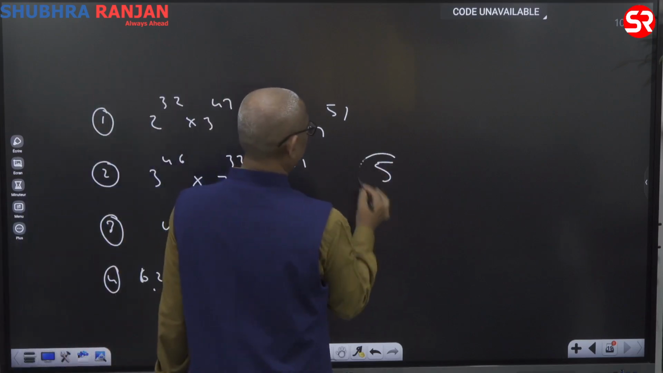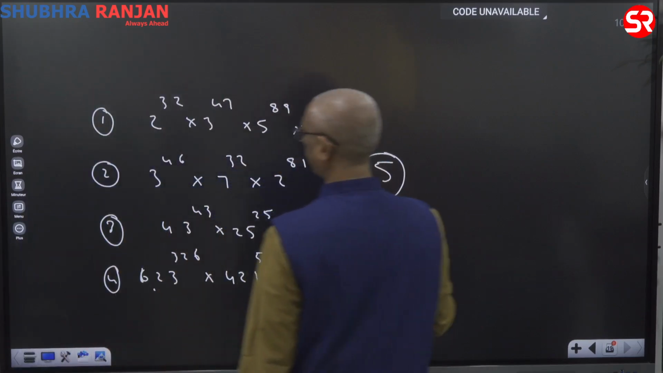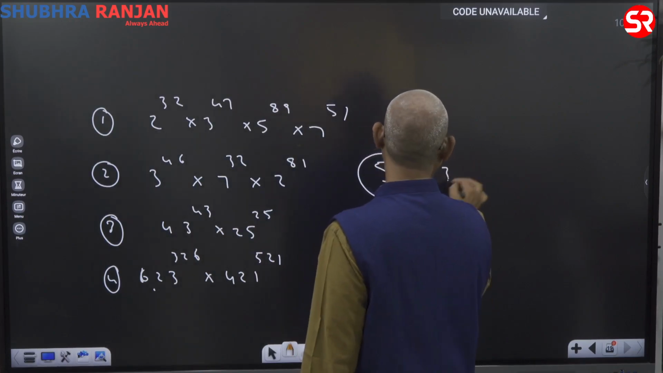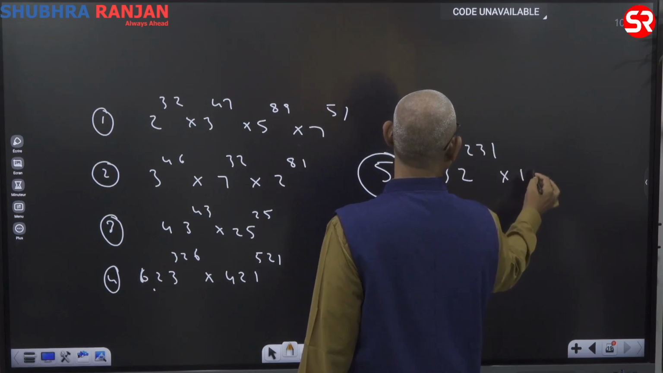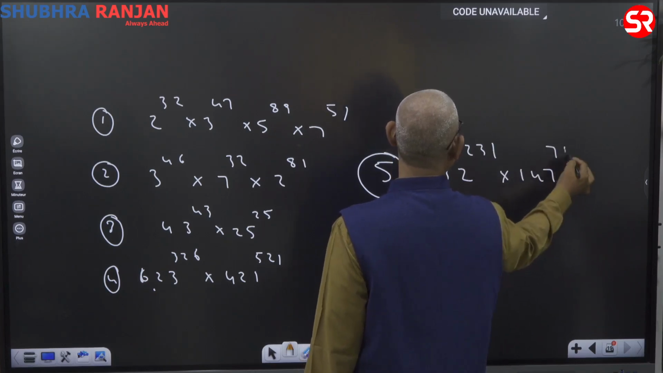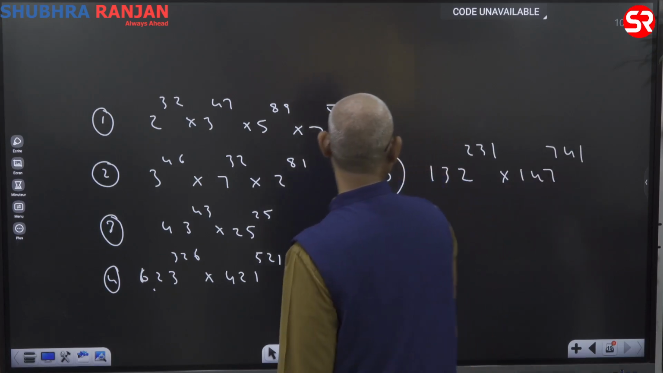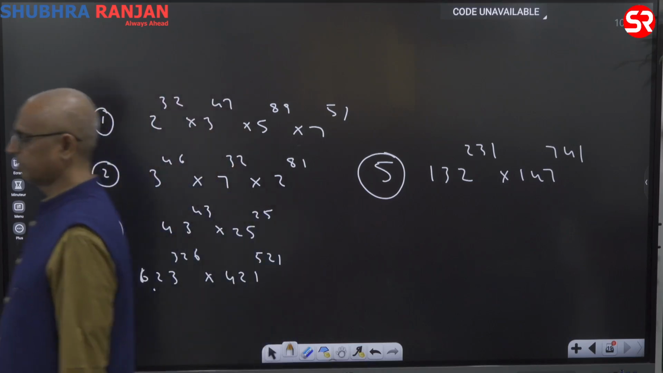Fifth question. Last but not the least: 132 to the power of 231 into 147 to the power of 741. Do it fast.